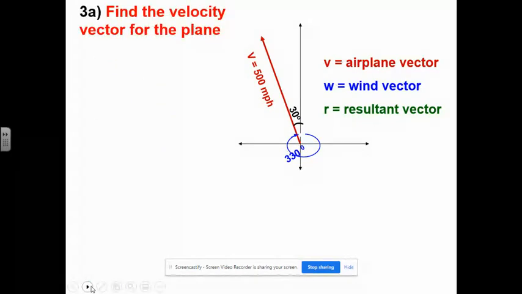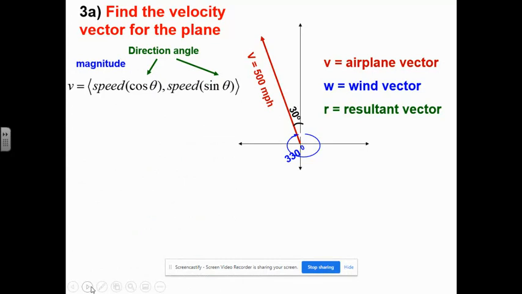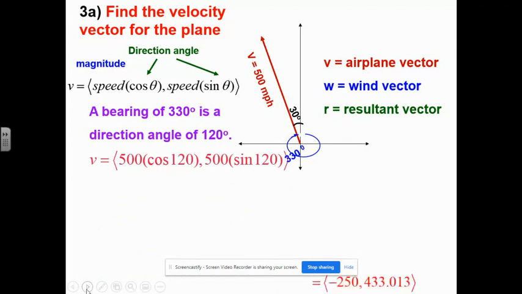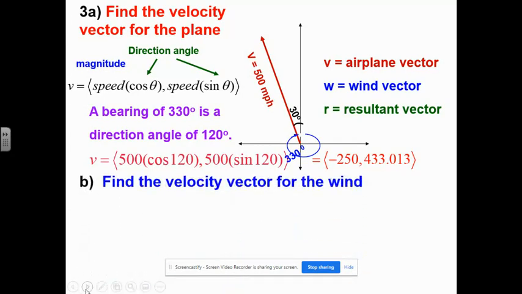So for the velocity vector for the plane, we are going to need the speed, which was given at 500 miles per hour, and we need, again, the direction angle. It was given as a bearing, and then we have to convert that to our math angle. So a bearing of 330 is actually a direction angle of 120 degrees, because we need to go back and start at the positive x-axis and rotate in a counterclockwise direction till we hit that same place for our vector. So we would use 500 cosine 120, 500 sine 120, use our calculator, and we get our velocity vector for the plane.